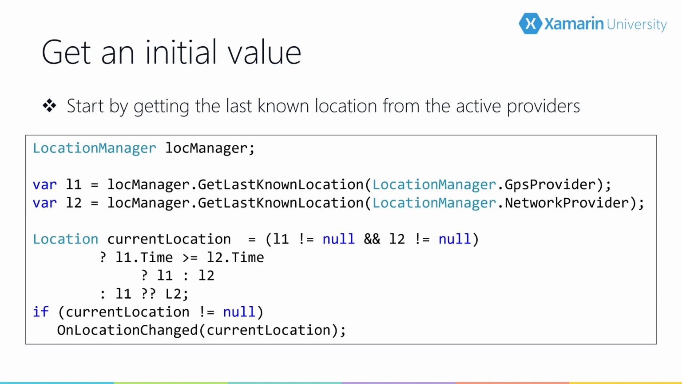First, we would retrieve the last known location from both providers and decide which one we want to start with. Remember that the provider might not have a last known location, so we need to test them for null first. And then, if both are non-null, we compare them based on the timestamp. We'll prefer the GPS version if they're equal. If we get a last location, then we store it off as our current location and run it through our normal location change logic by invoking the onLocationChange method.